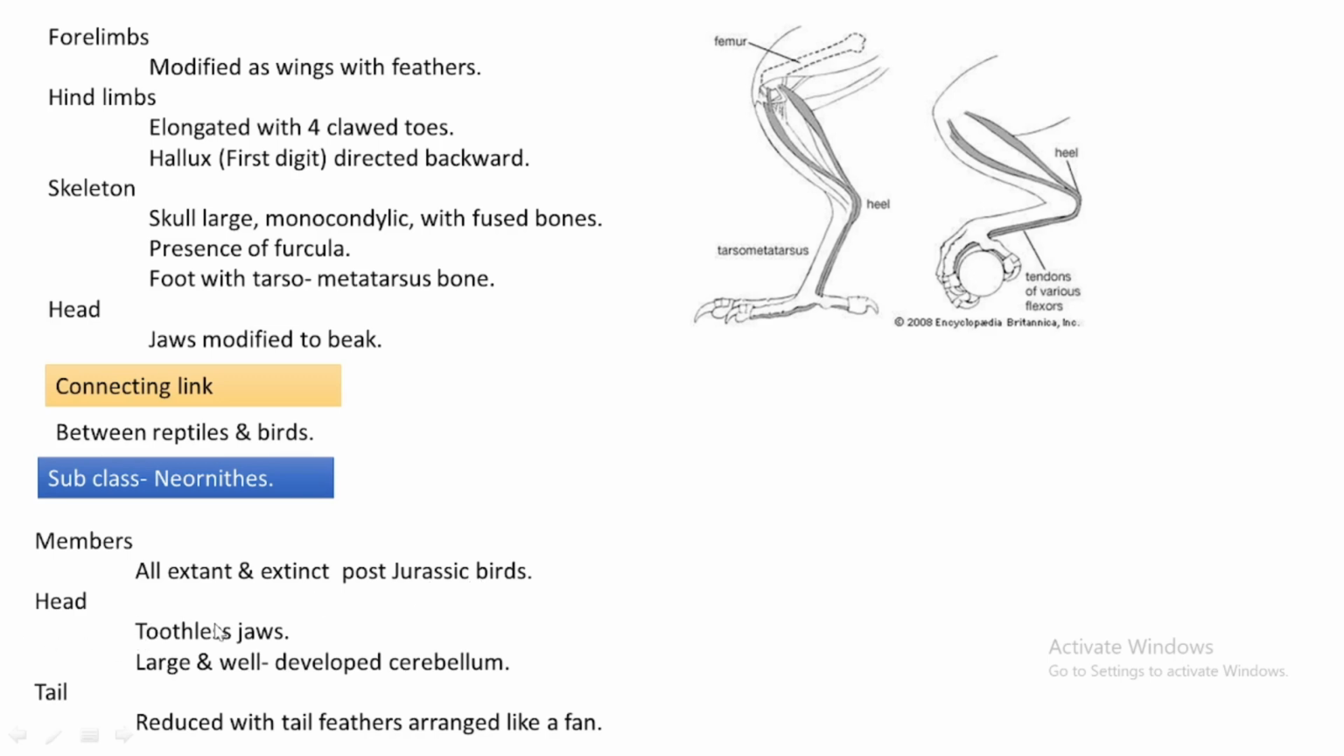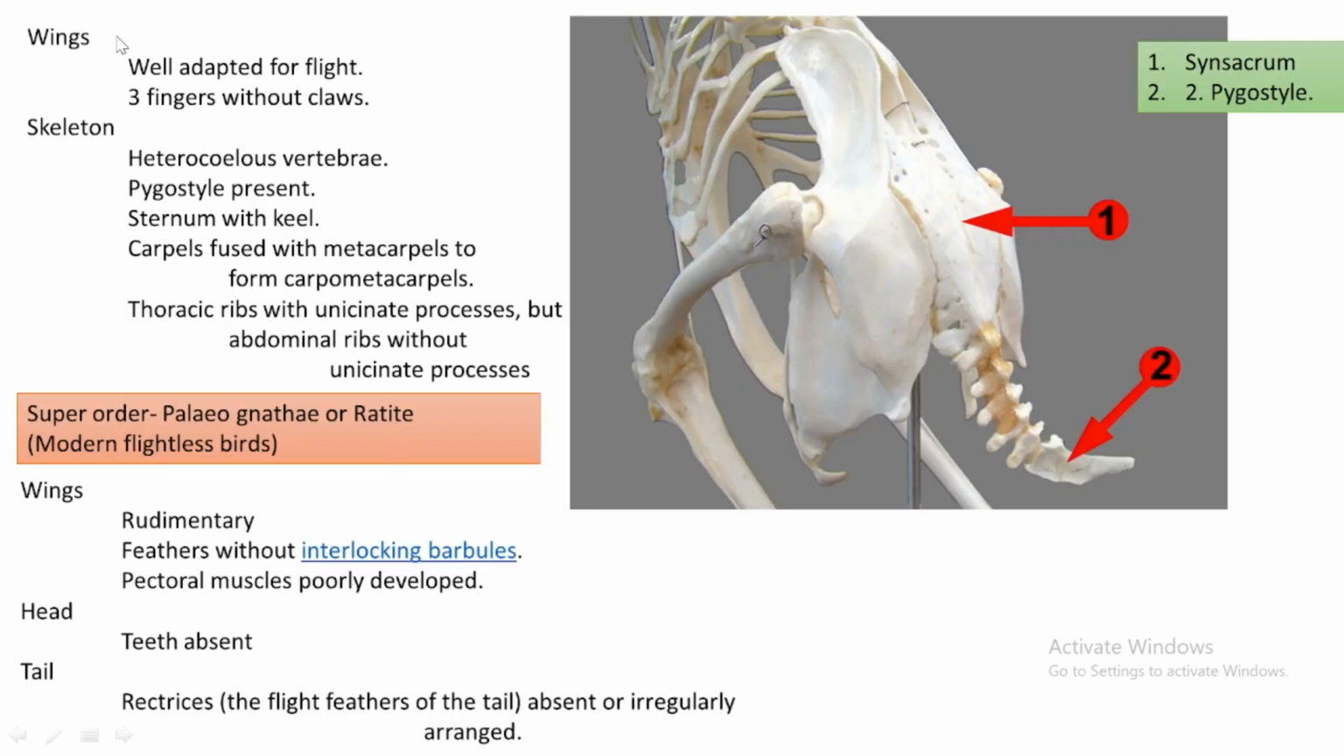Then regarding the head, jaws or beak are present. They are toothless. Then a large and well-developed cerebellum is present. Regarding the tail, it is reduced with the tail feathers arranged like a fan. Tail is present, it possesses feathers, and those feathers are arranged in the form of a fan. Regarding the wings, they are more adapted for flight when compared with that of Archaeopteryx. And 3 fingers are present in the wings without claws. But in the case of Archaeopteryx, it is with claws. Here, it is without claws.